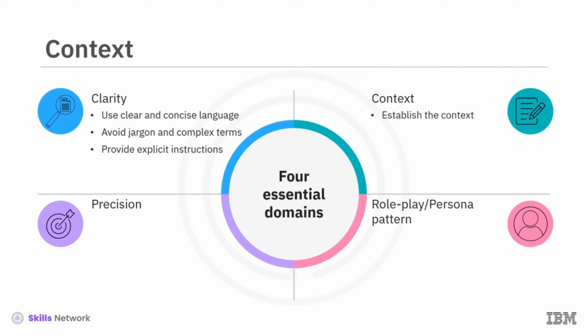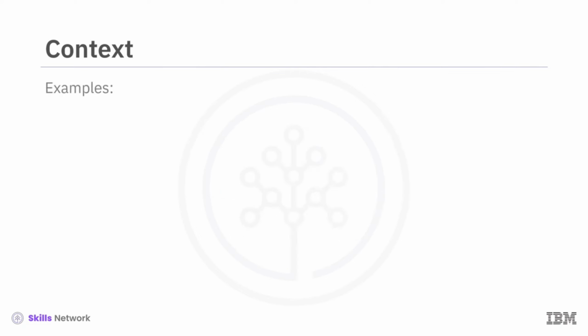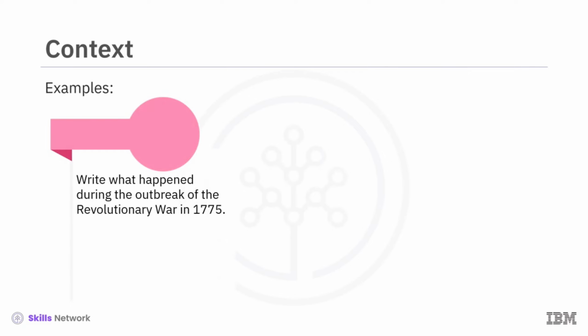Context always helps the model understand the situation or the subject. This could involve giving a brief introduction or explanation of the circumstances in which the response is required. Relevant information or specific details like people, places, events, or concepts help guide the understanding of the model. So it's important to incorporate such details while writing prompts. For example, the prompt, write what happened during the outbreak of the Revolutionary War in 1775, does not contain adequate context and specific details to guide the understanding of the model.